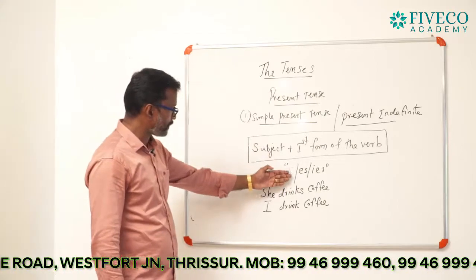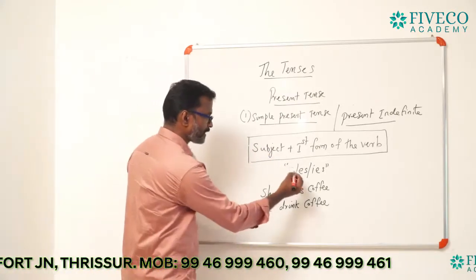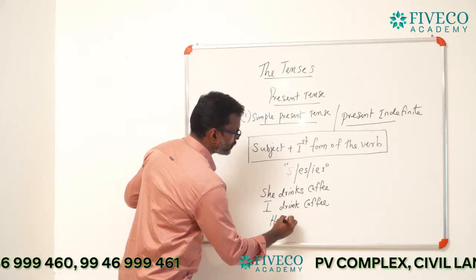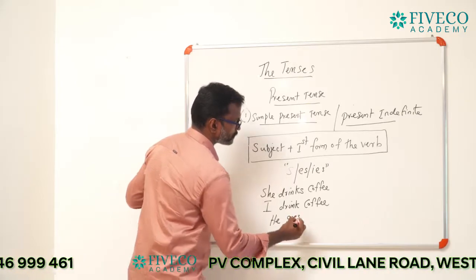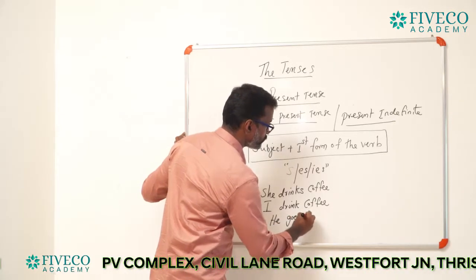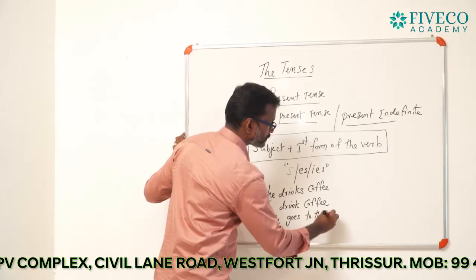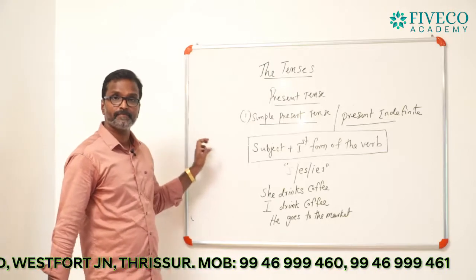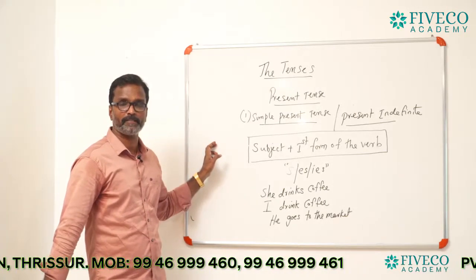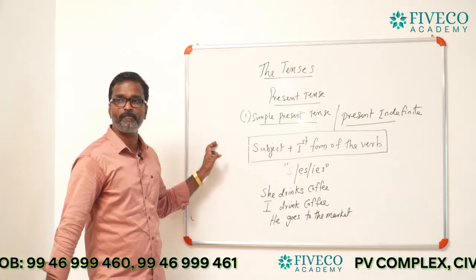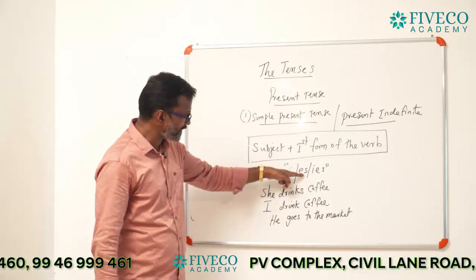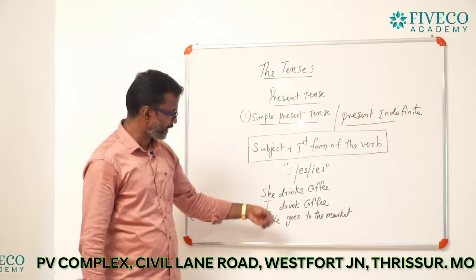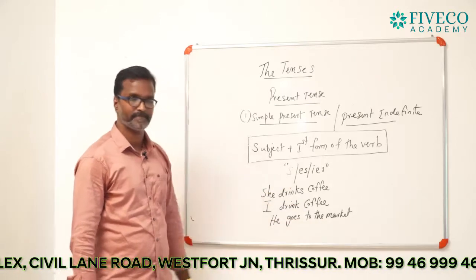And some other examples. I shall give you one example for es. He goes to the market. See, go is the first form of the verb, but I used es along with the verb go, then it became goes. He goes to the market.